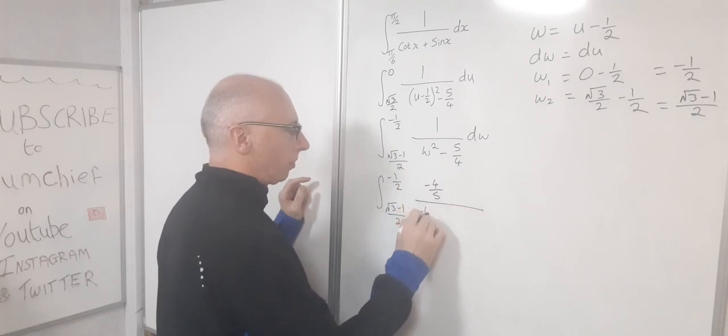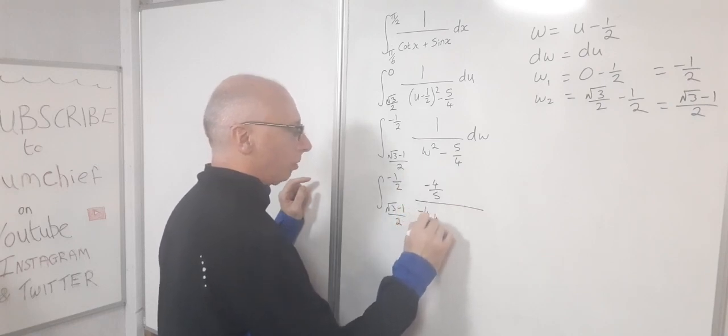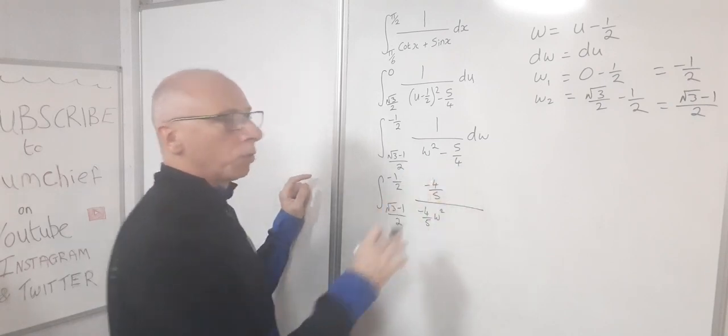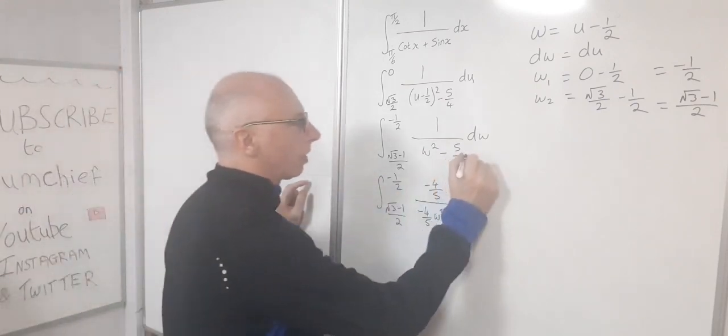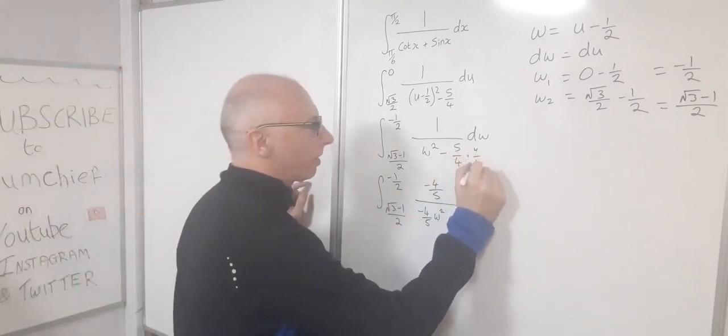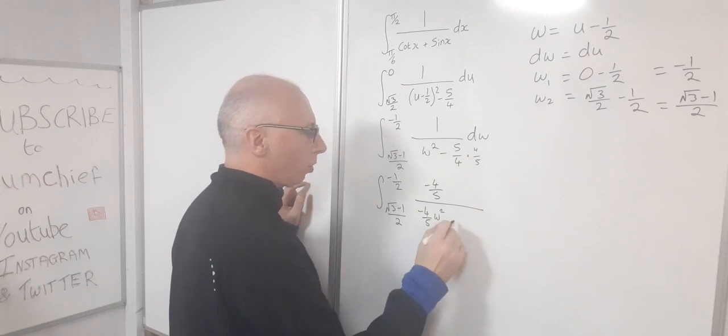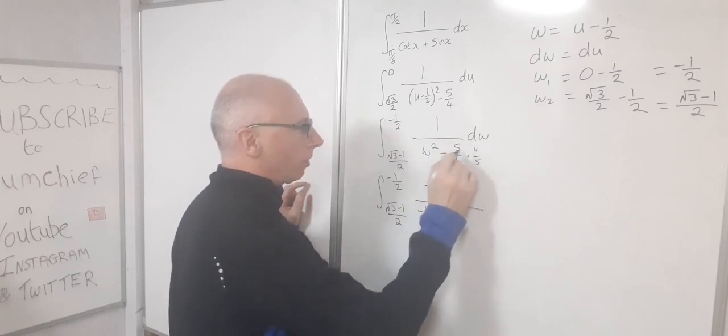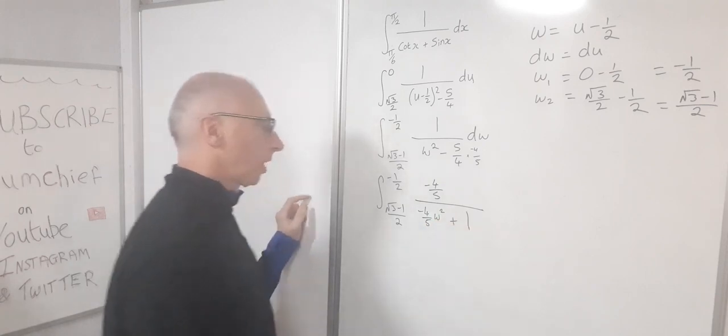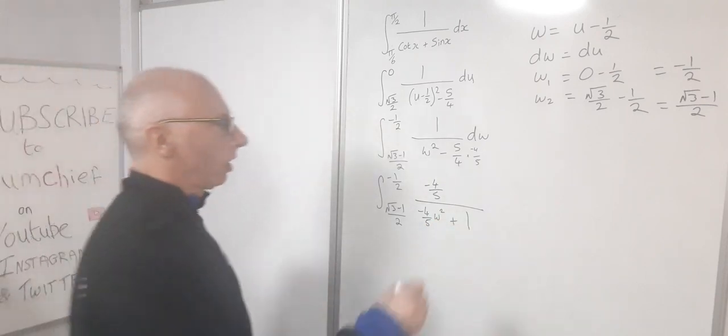And then we have minus 4/5 w squared. And then multiply that by 4 over 5. So just write that in there like this. You'll see that this just becomes 1. So when you've got minus times another minus, +1. Okay, and then we're still dw.